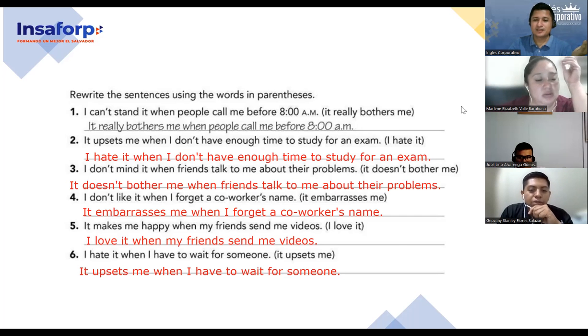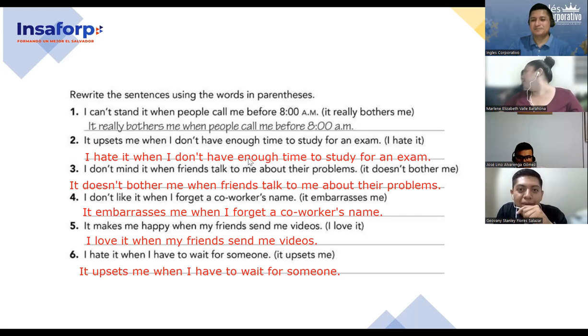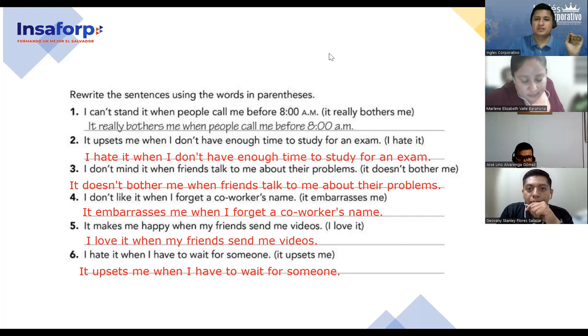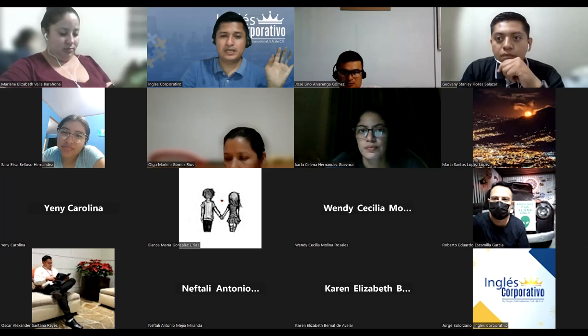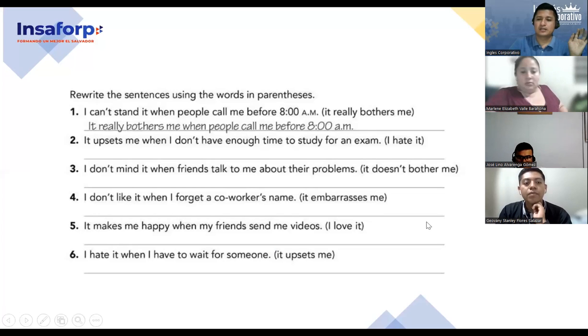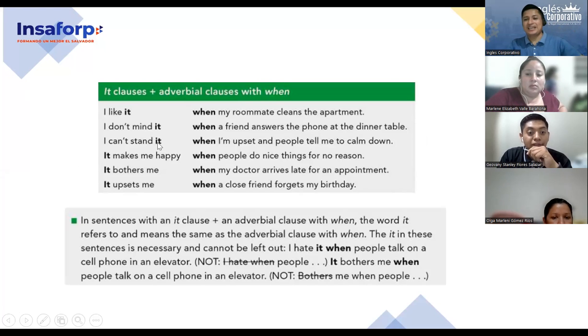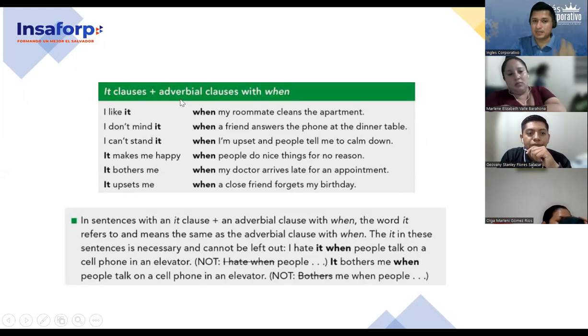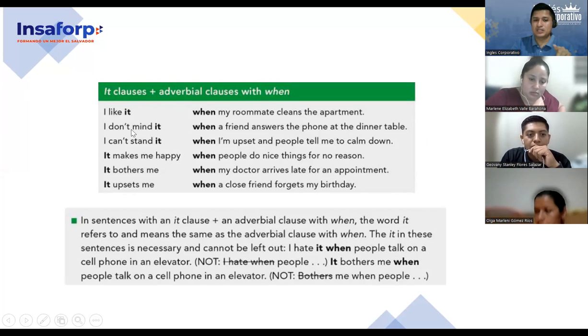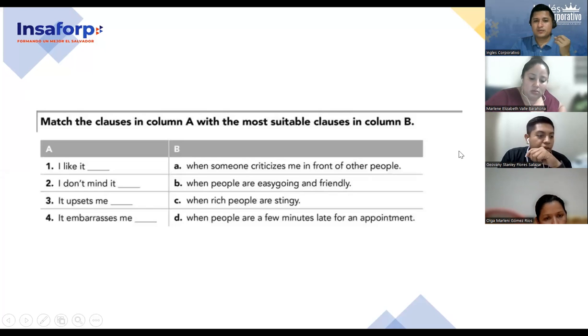I have a quick question regarding that. When we say "I can't stand," is it necessary to add once again the "it"? Yes, "I can't stand it." Remember, like here in the chart, the information that Sarai was reading, we need it in these phrases. That's why the topic is "it clauses plus adverbial clauses," because we need the "it." That's a nice question, Giovanni. That was very good.